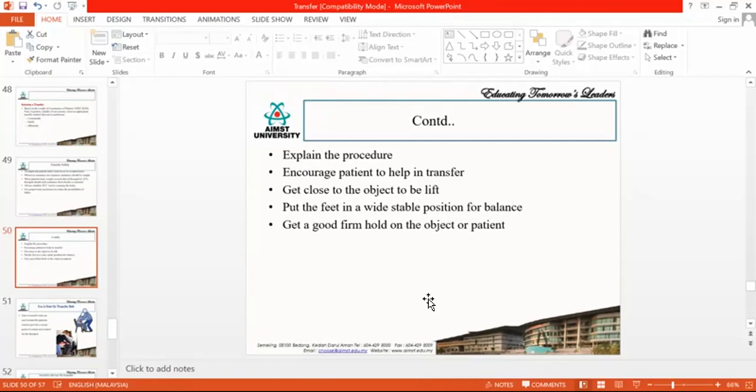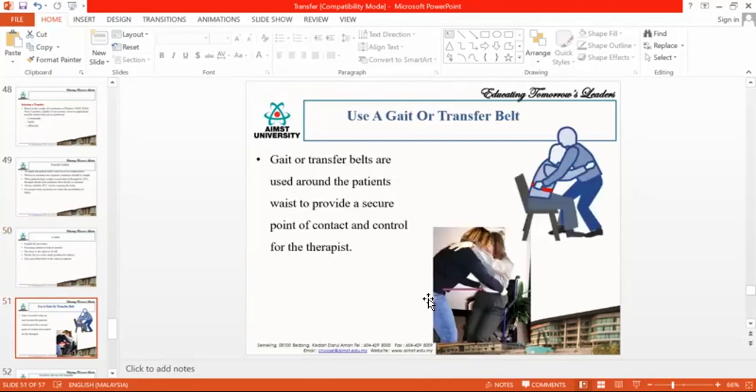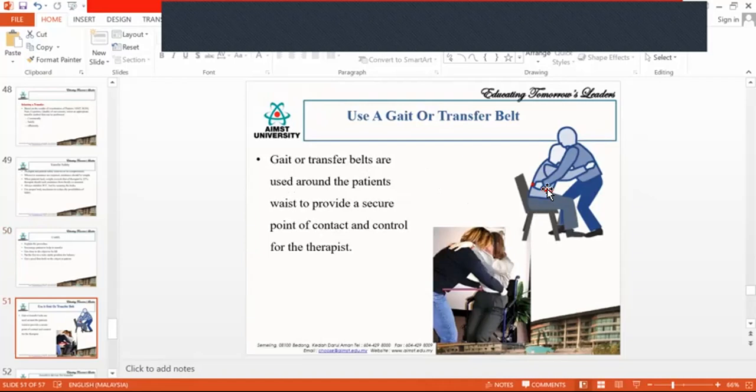To hold the object strongly, you can use a belt. Okay, you can just see here. So this is a belt. Instead of a belt, if you are just using the patient's pants, then the pants may tear off or slip down. So it's always better to use a belt instead of the patient's material.